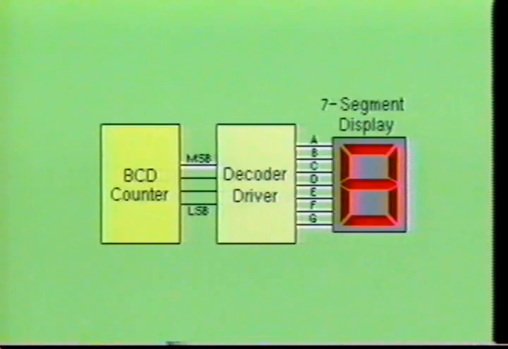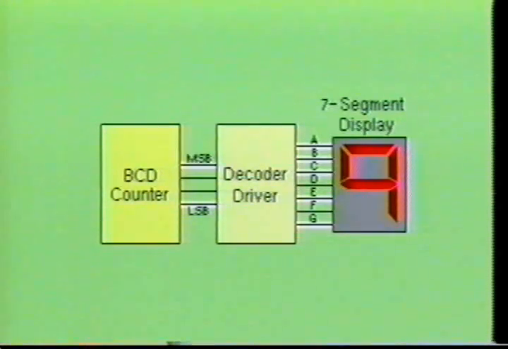By increasing the counter IC by yet another count, it causes the counter to output a BCD code of 1000. This output is then fed into the BCD inputs of the decoder driver IC, which causes the decoder driver to turn on outputs A, B, C, D, E, F, and G, and as a result, the numeral 8 is displayed.